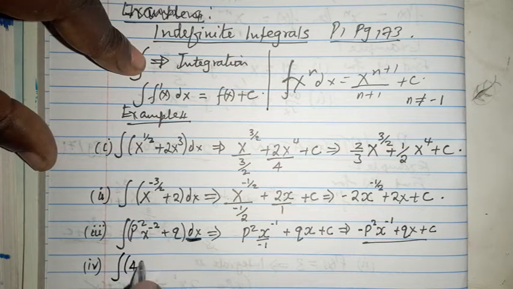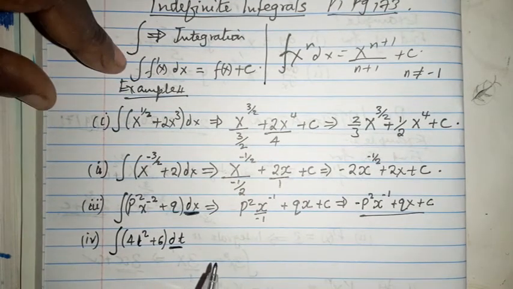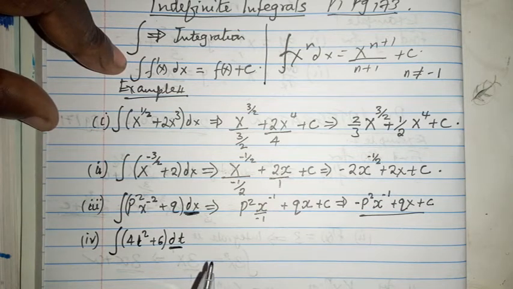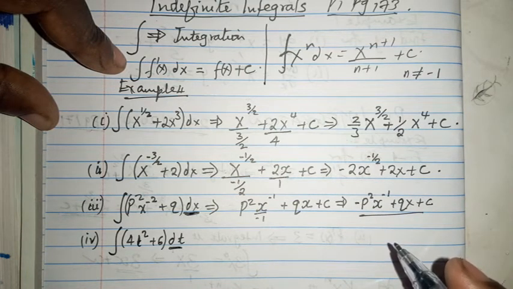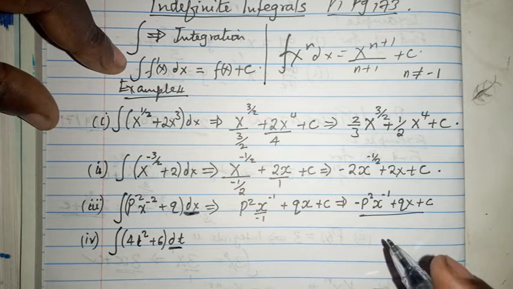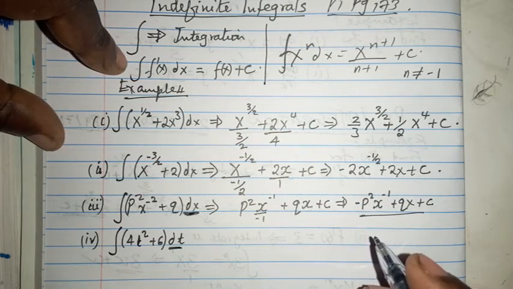Integrate 4t squared plus 6 with respect to t. And I want us to be very keen here. This one is teaching us something new, that it is not a must that we integrate with respect to x. Sometimes we will be expected to integrate with respect to a completely different variable. In fact, you will find some relationships of functions that do not have x. For example, the relationship of velocity and time, you will not find x. You will find v, you will find s denoting the distance, you will find t denoting time, you will find a denoting acceleration.